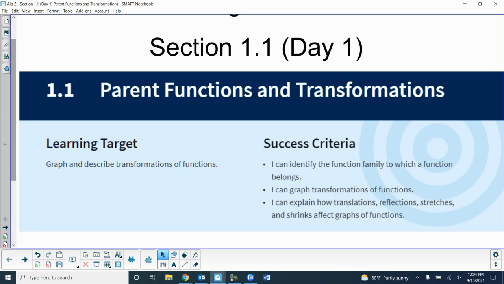I can identify the function family to which a function belongs. I can graph transformations of functions. I can explain how translations, reflections, stretches, and shrinks affect graphs of functions. So that's where we're headed today and on Monday. All right?